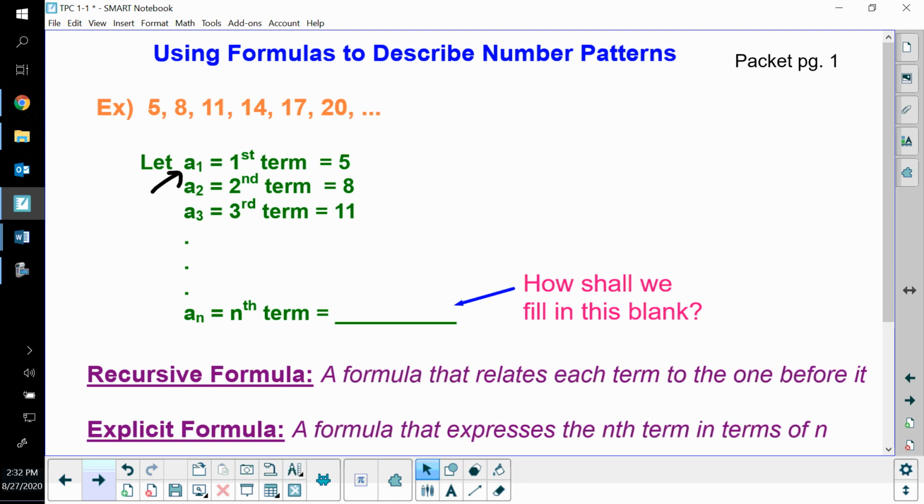So we want to figure out how we could fill in that blank. And the answer is there are two ways we could do it. We could do it as a recursive formula, which means that we somehow relate each term to the one that came before it. Or we could do an explicit formula, which allows you to jump to whatever term you are looking for. So we're going to look at both of those options.